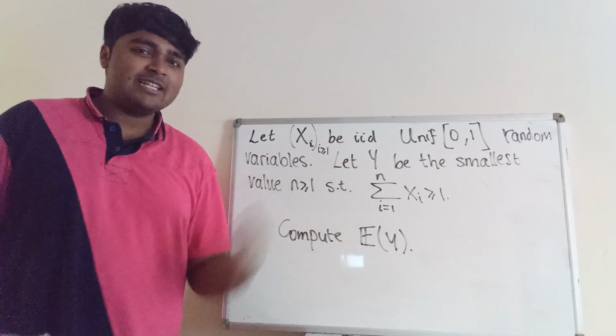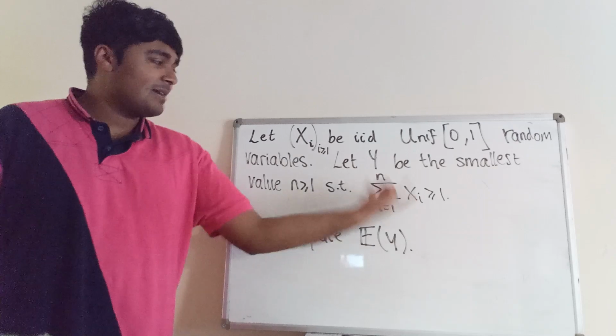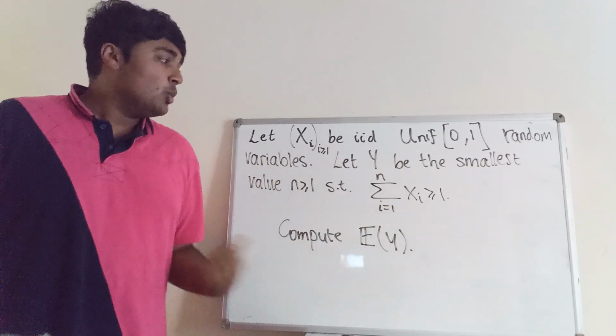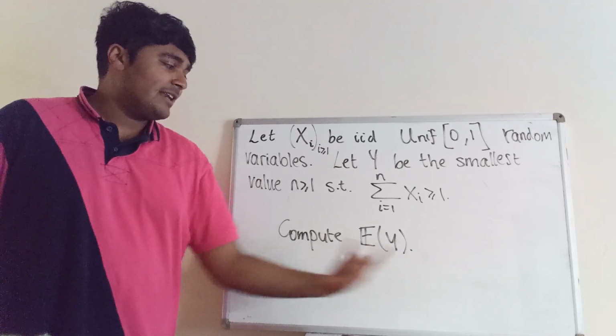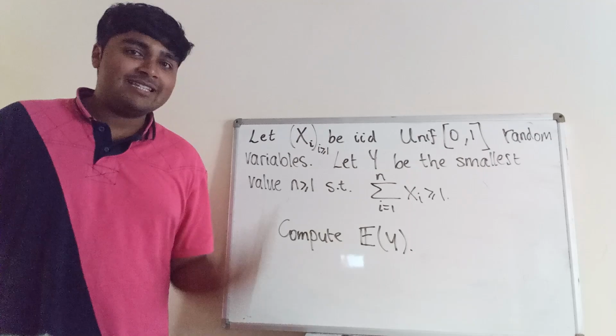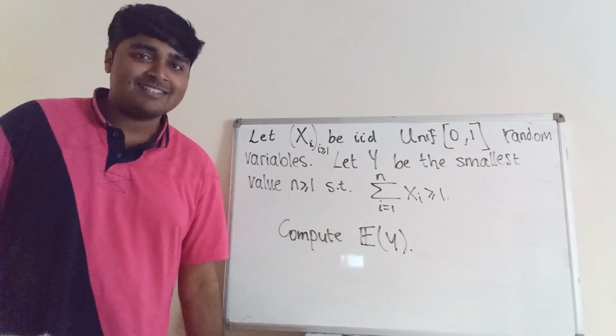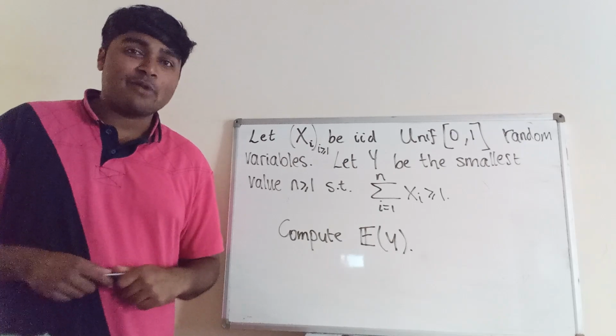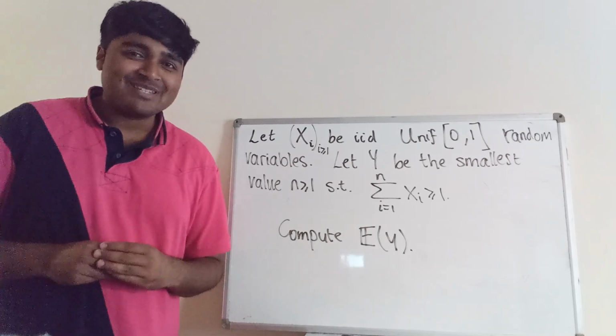So in other words, Y is basically the first point at which, when we sum all the Xi's, that sum exceeds 1. We want to compute the expected value of Y. So in other words, on average, how many of these Xi's will we need so that their sum adds up to at least 1? If you want to have a go at this problem, pause the video now and give it a go for yourself, and I'm going to jump straight into the solution.